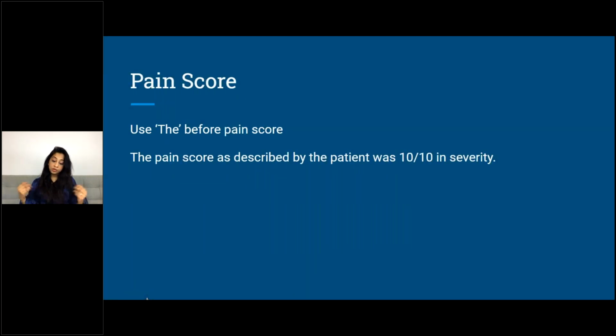When you're talking about pain score, just preface that with "the", because when you would be writing this letter, when you're talking about this patient's pain, you would have mentioned the pain before. So when you're talking about the pain score, you're going to be writing, "The pain score described by the patient was 10 out of 10 in severity." So pain score, always preface that with "the" and not "a".